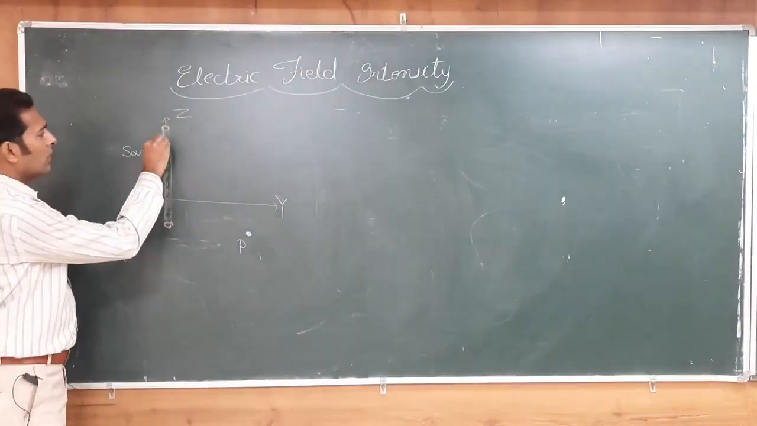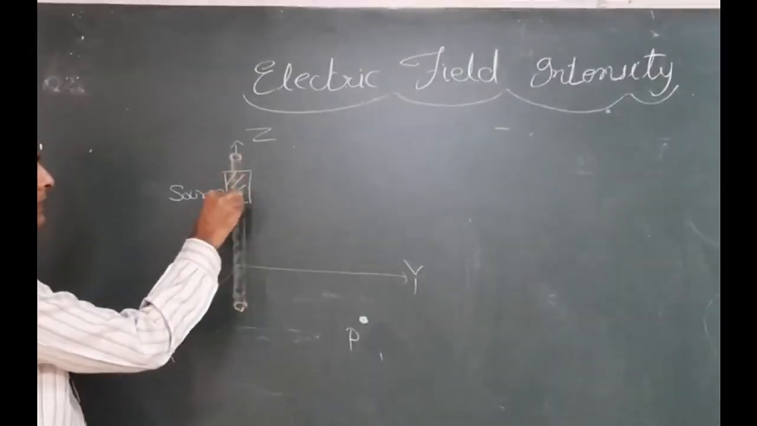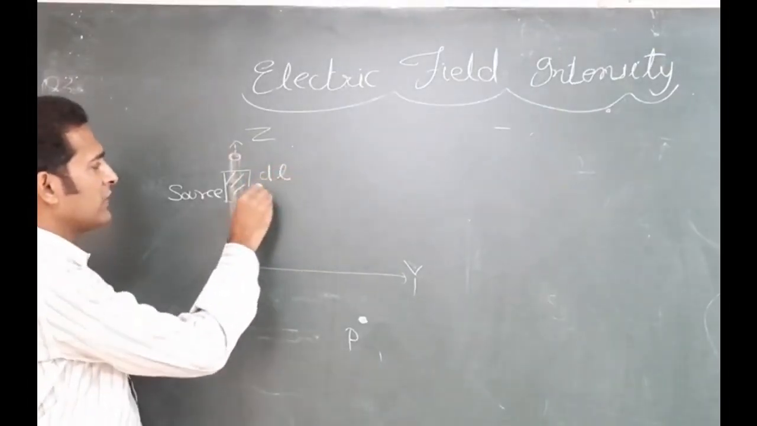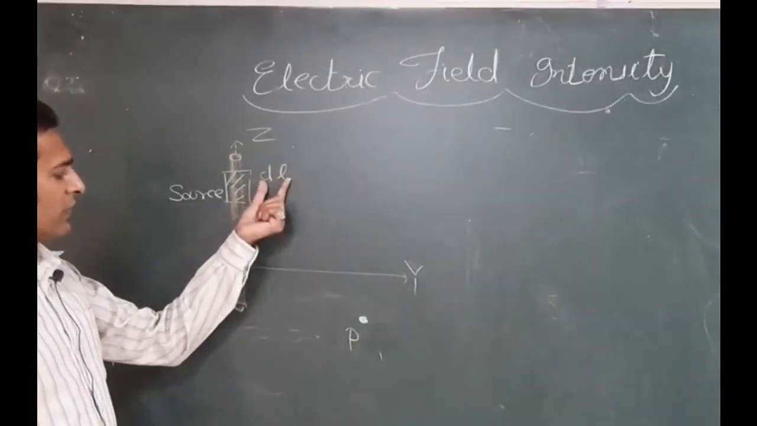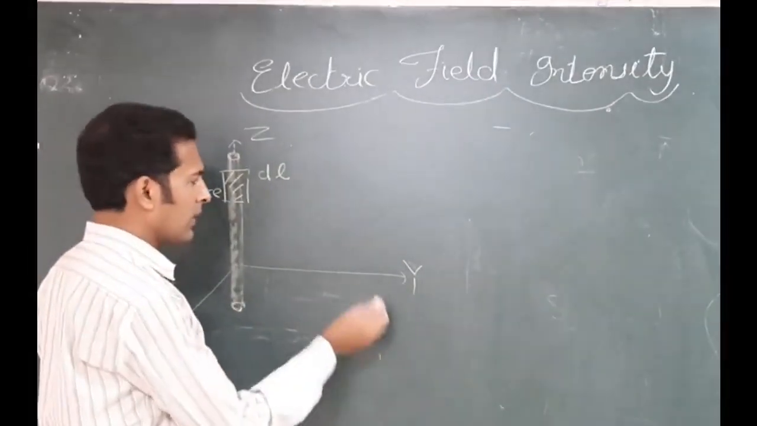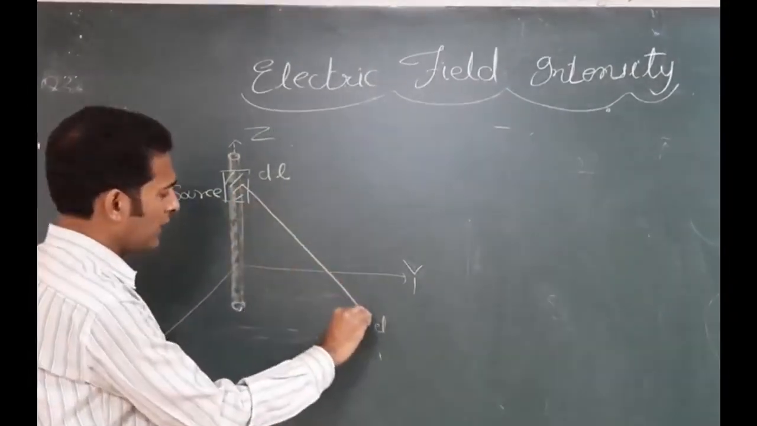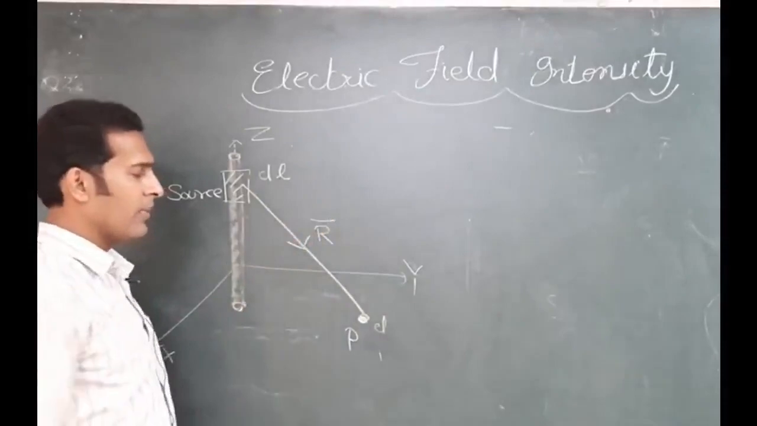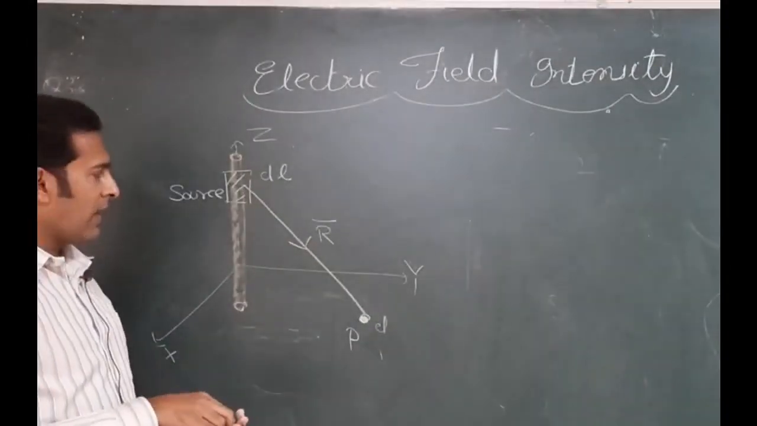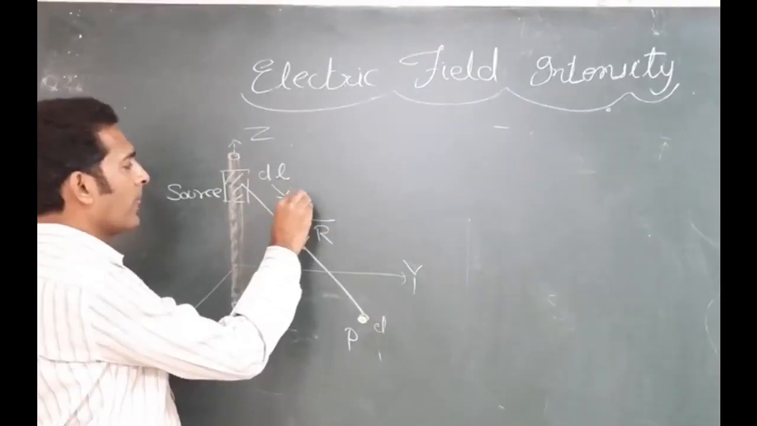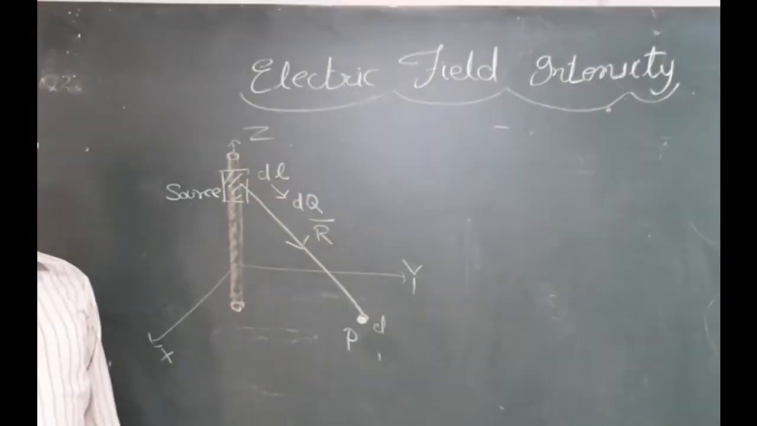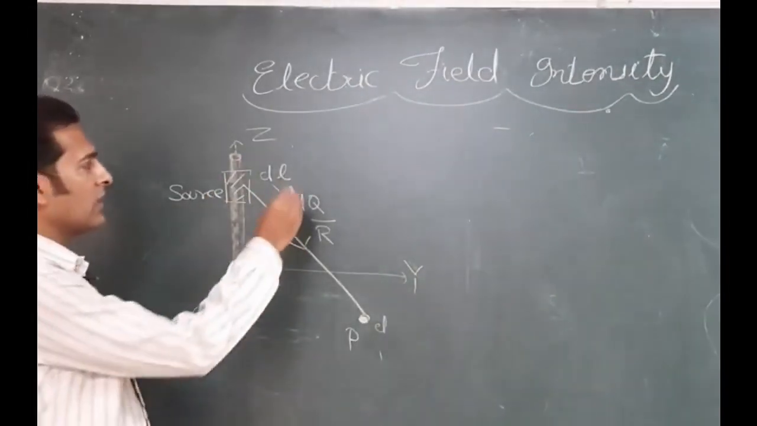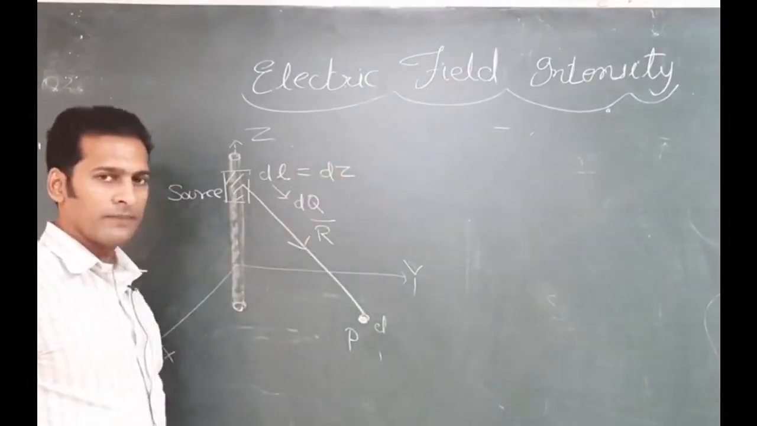So, here we will consider a small differential length on the z axis. We will call it a differential length for calculation purposes. The differential length is applying some charge on this point P. This distance is called the position vector r bar, and the differential length is applying some differential charge, say dq. Now, the differential length is on the z axis, so we can call it dz also.